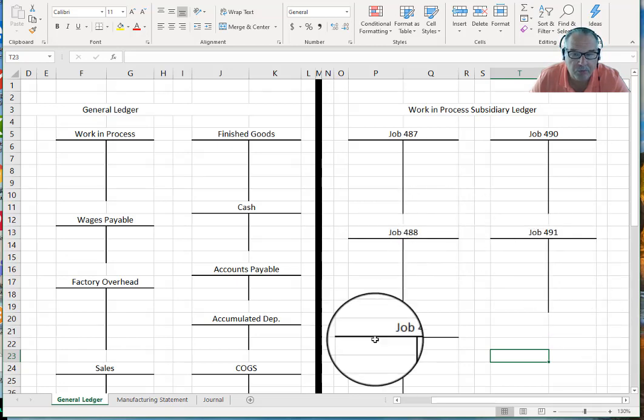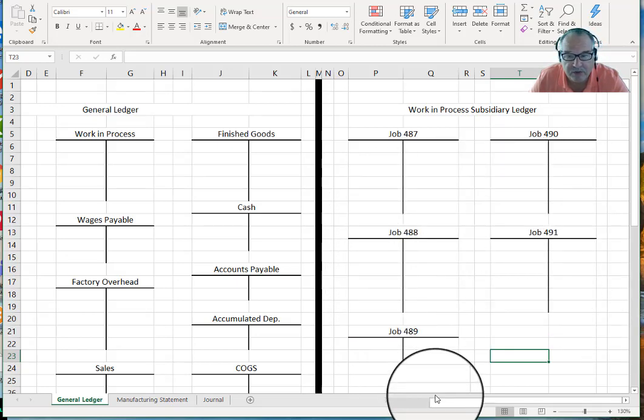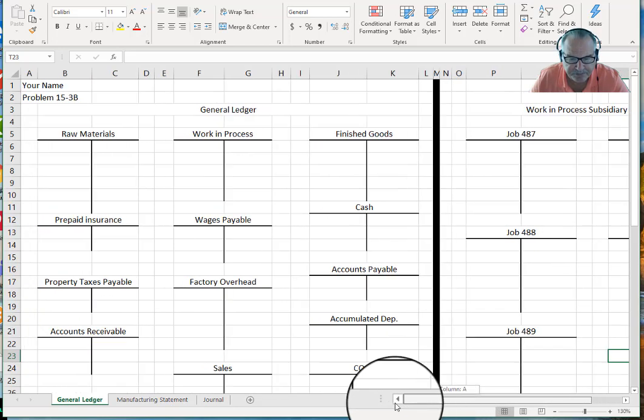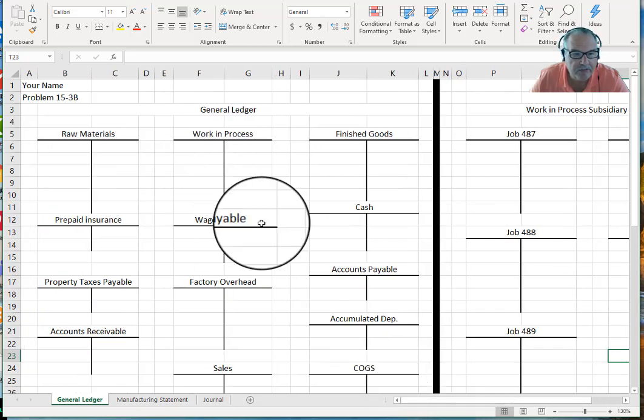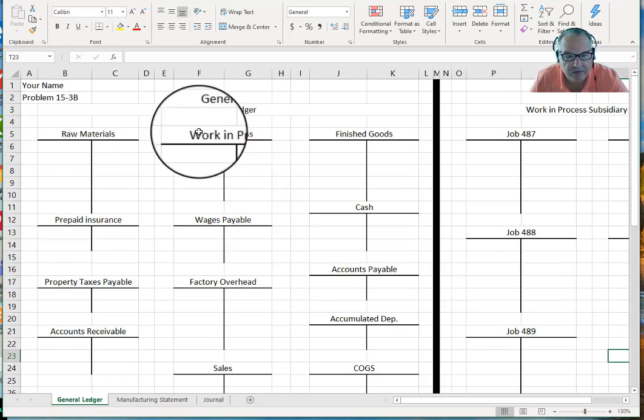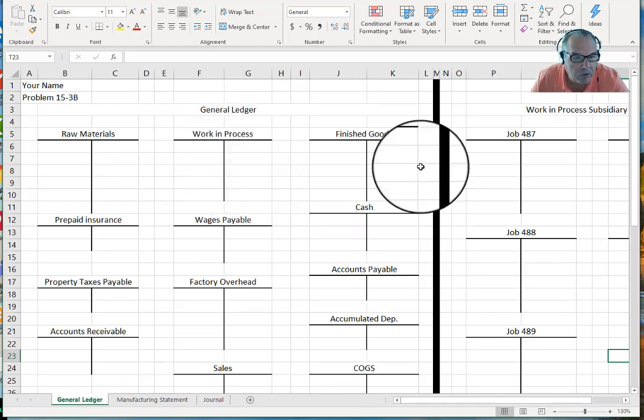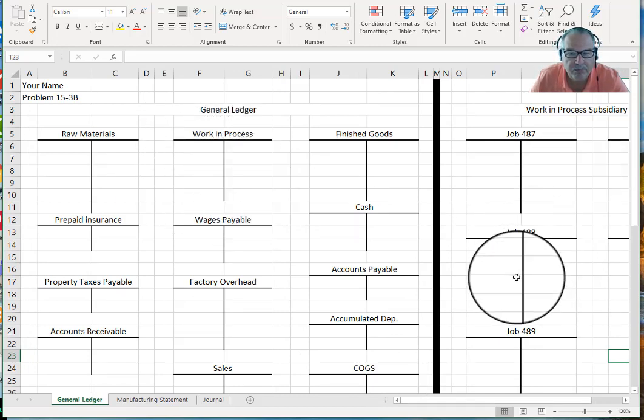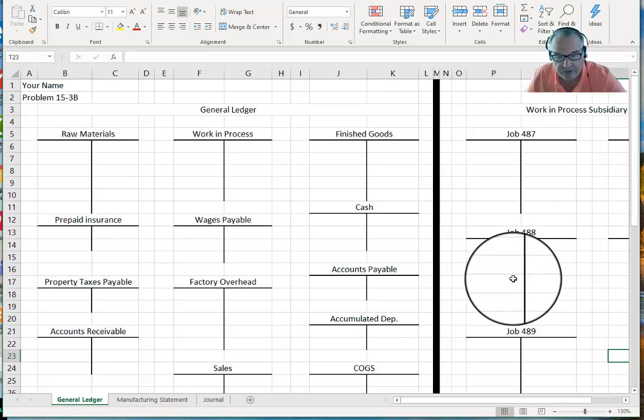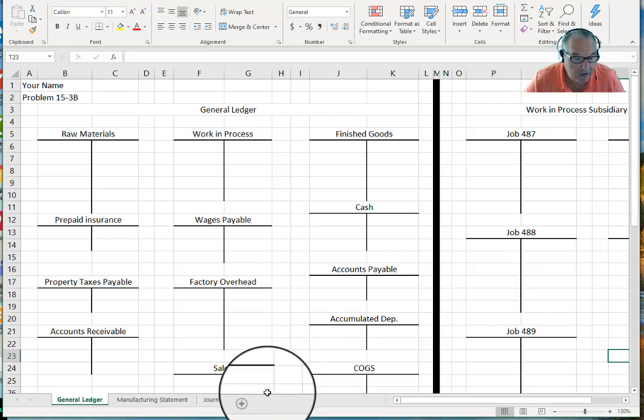So we're going to keep track of each one of the individual jobs in the work in process subsidiary ledger as we post transactions into the work in process account. So anytime we put something in the work in process account, we have to also post it to the work in process subsidiary ledger. So the very first transaction says purchased raw materials on credit, $125,000.